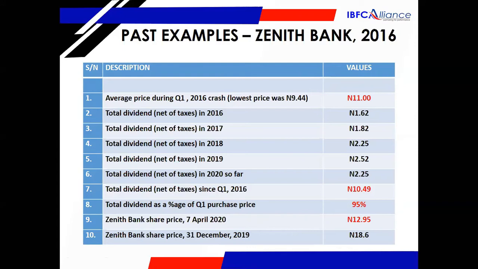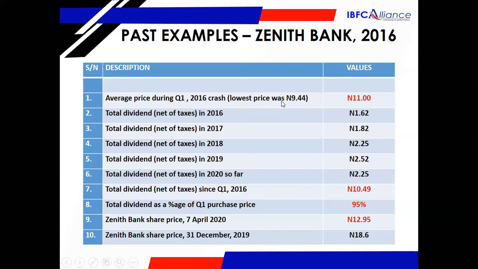That was the time that oil price also crashed to a record low. So everybody was saying that the Nigerian economy has gone to the dogs. So of course, what happened was that share prices in every sector, the good, the bad, the ugly, went down. And Zenith Bank actually traded for as low as 9 naira 44 kobo during that quarter.